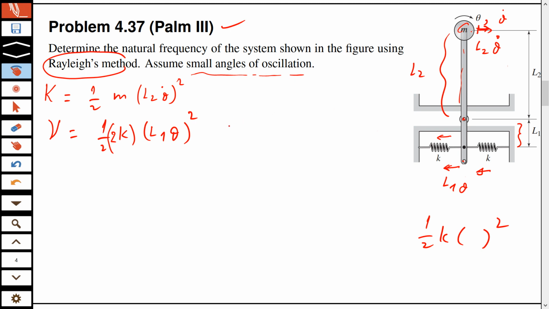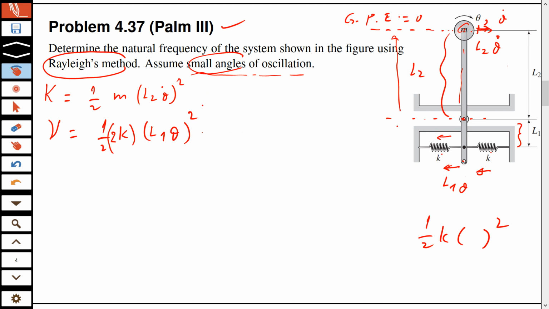Now the gravitational potential energy, there are two ways. If you take this as your reference, then this mass is above the reference, so you will have plus m g L2. But we can eliminate that if we change the reference. I will choose this as my reference, so the gravitational potential energy will be 0 here, and I don't need to add anything because the mass stays there. Small angle means that it will remain horizontal, and the springs do not contribute to gravitational potential energy, so these are the only two terms.